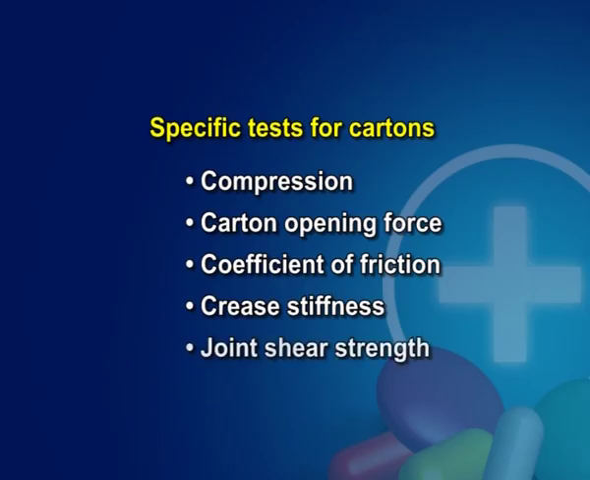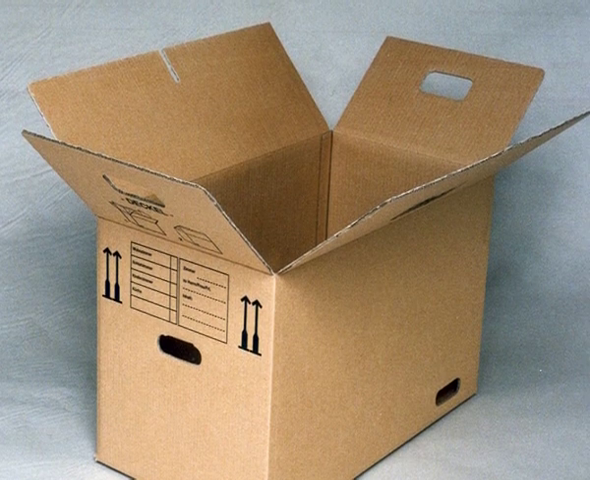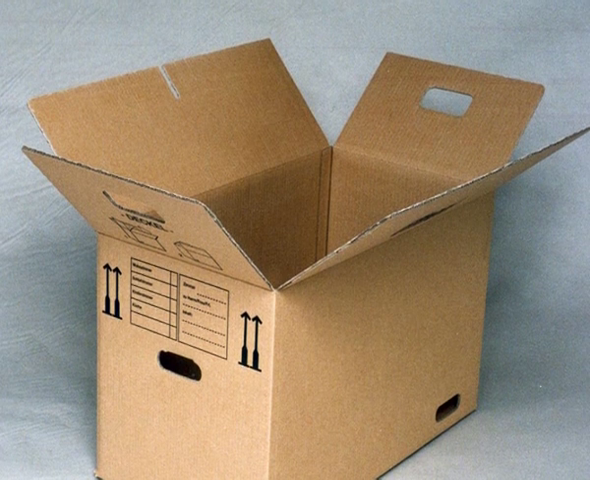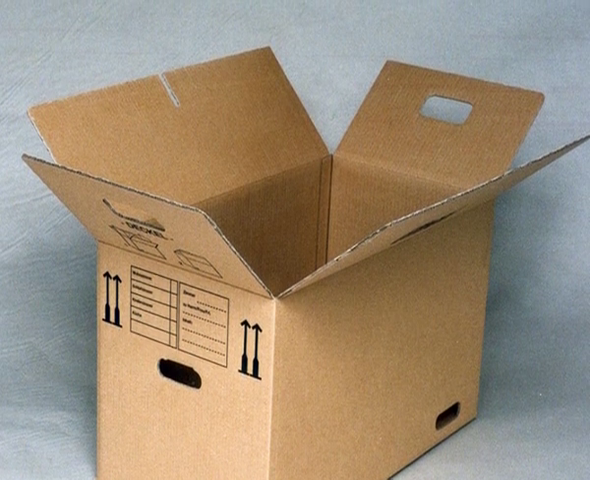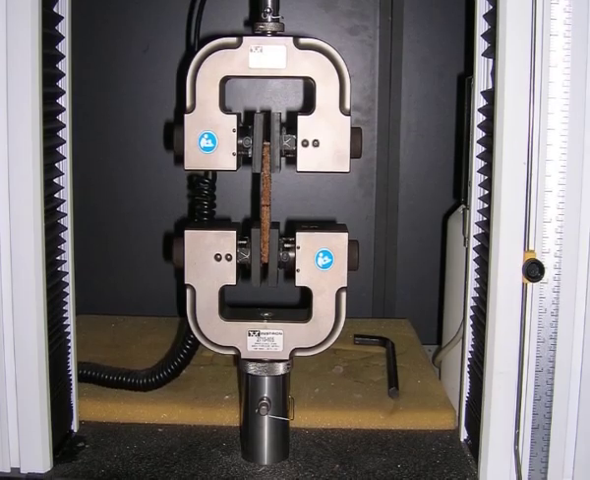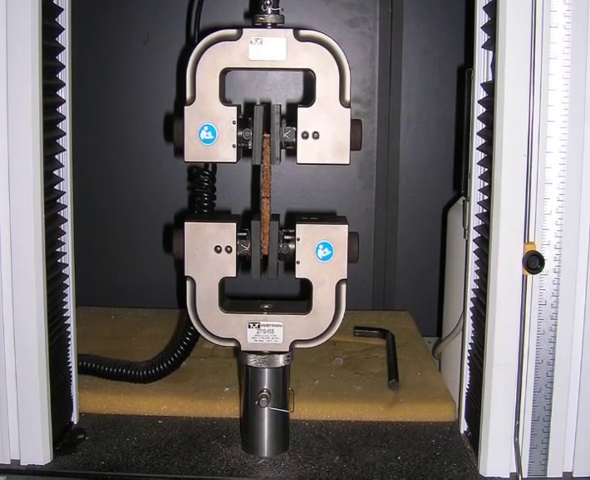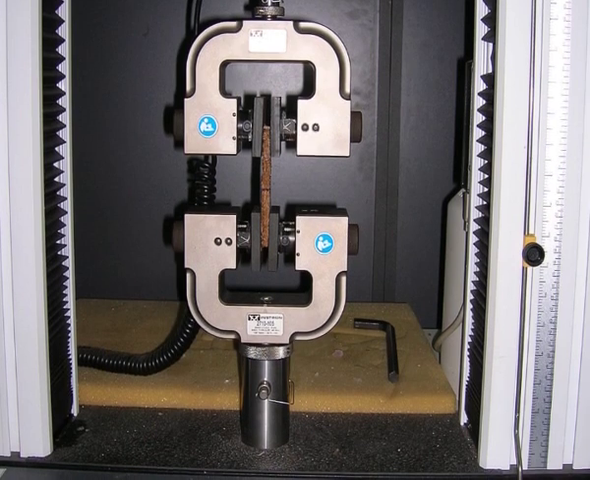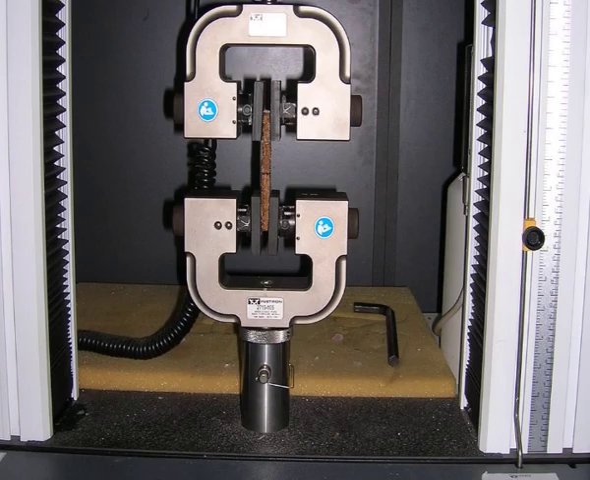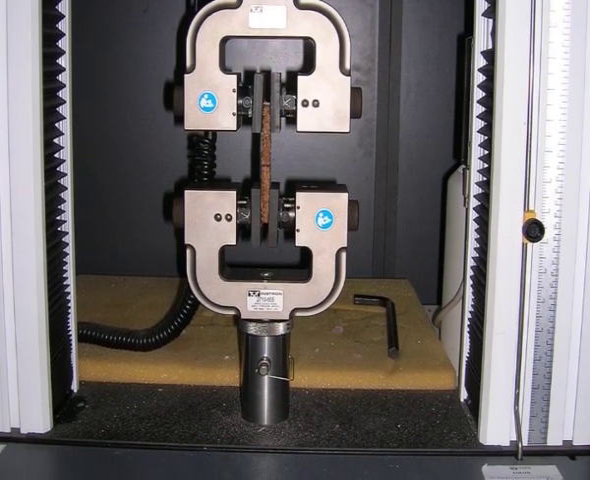Number 5 is joint shear strength. This is a method of testing the glued lap seam on the side of a carton for strength of the adhesive using a tensile testing machine. This quantity is important in ensuring that the correct adhesive for the carton board finish has been used and in the right quantity.